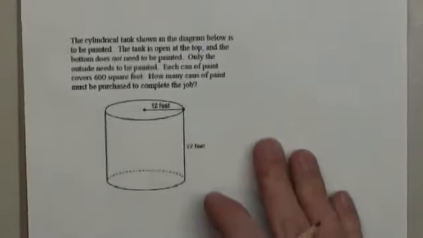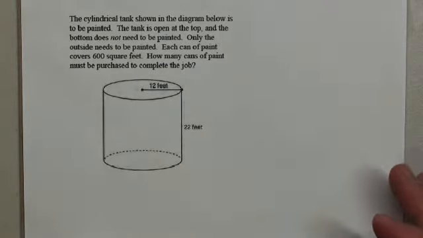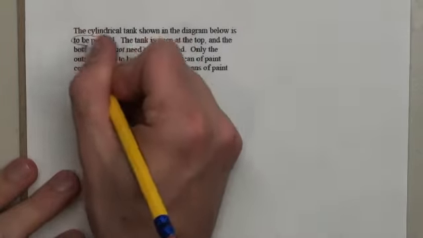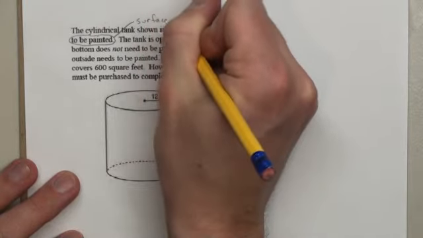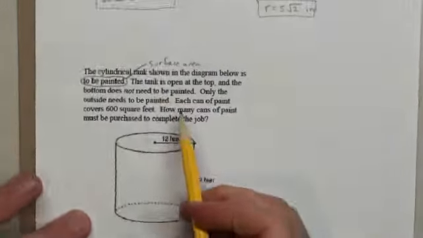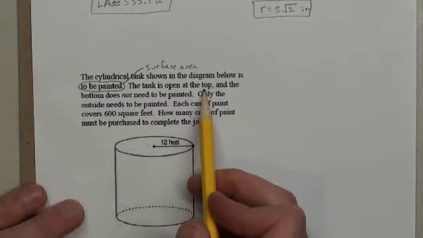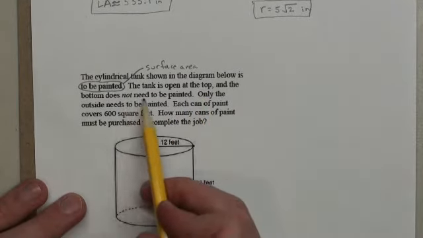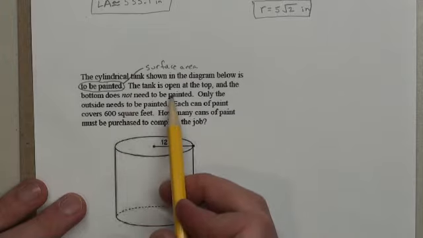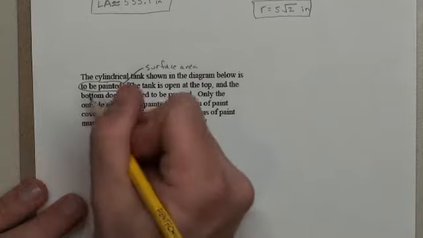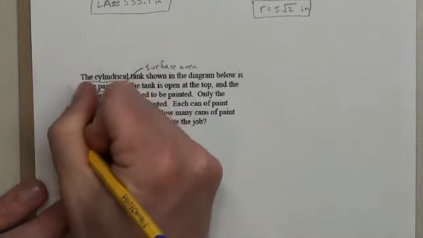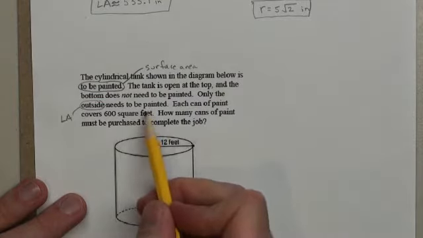Okay, let's look at the next one. The cylindrical tank shown in the diagram below is to be painted. As soon as you see something is to be painted, that immediately means surface area. Look at this. The tank is open at the top, and the bottom does not need to be painted. So we don't need to paint the top or the bottom, okay? Only the lateral area. So only the outside, that's lateral area, needs to be painted.